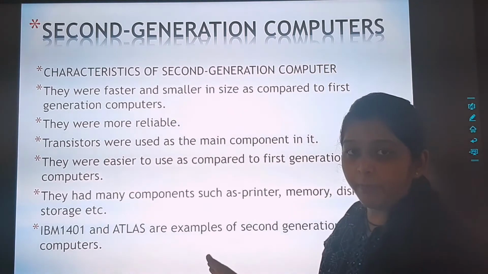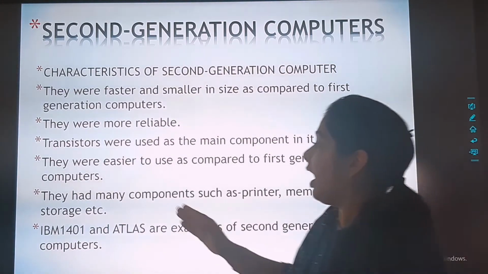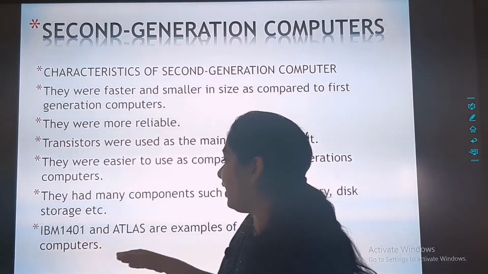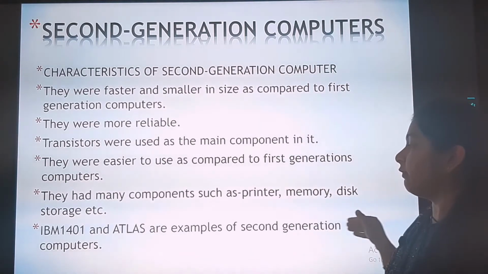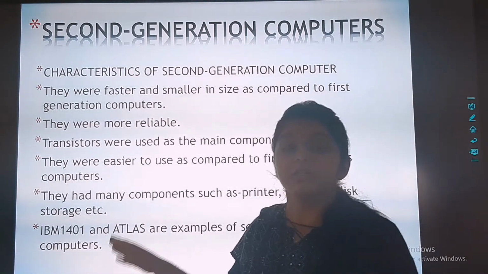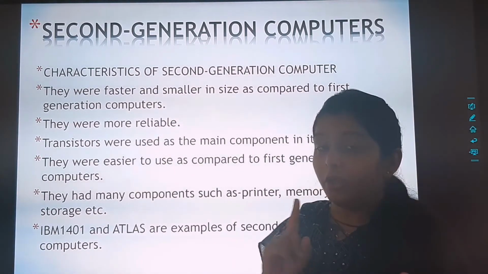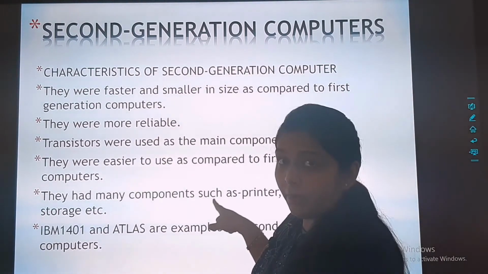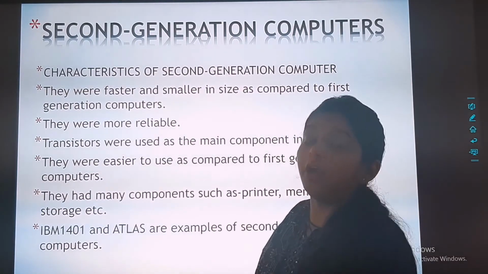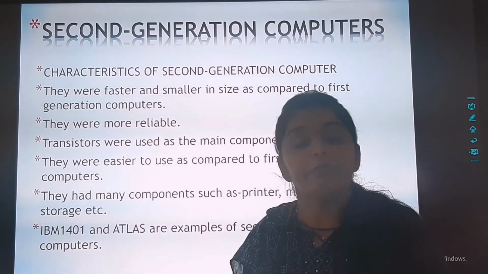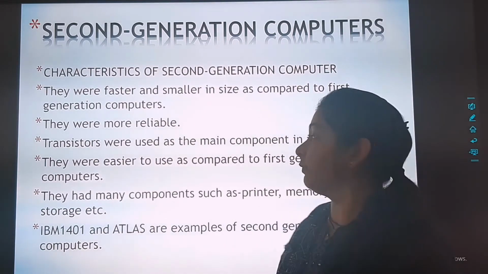What were the examples of the second generation computer? IBM 1401 and Atlas are the examples of the second generation computers. You have to study the examples also, students. Okay? You have to study what is the main component in the second generation computer. What are the examples of it? Is it clear to you?